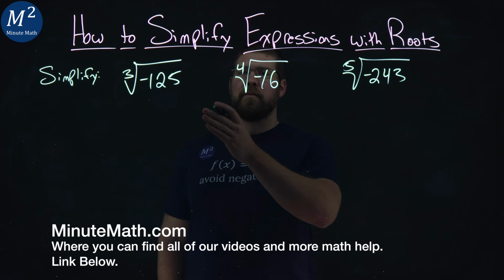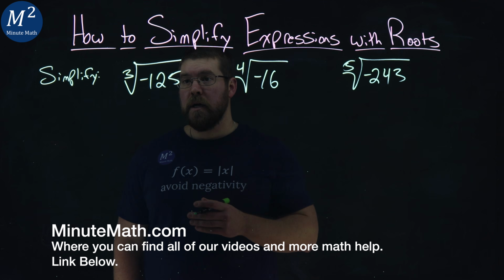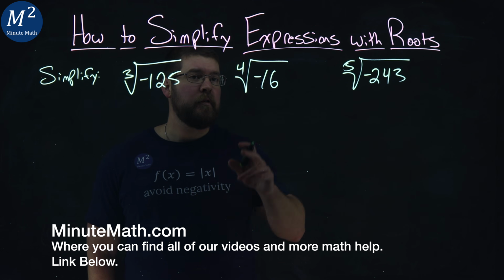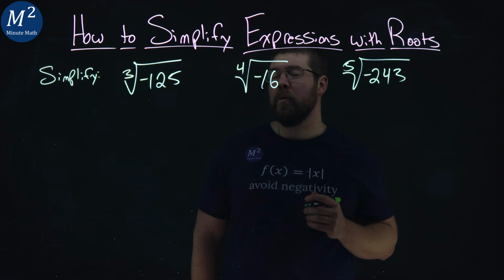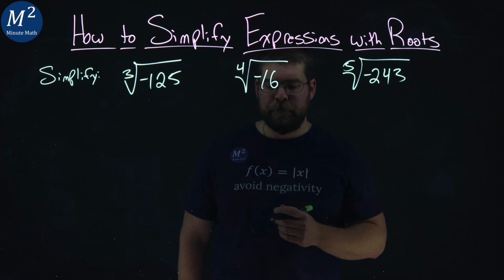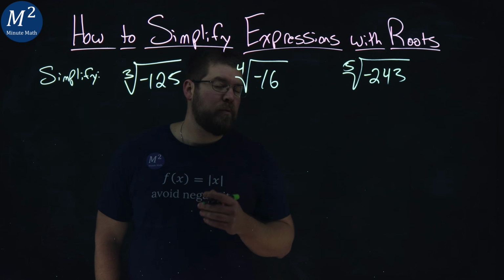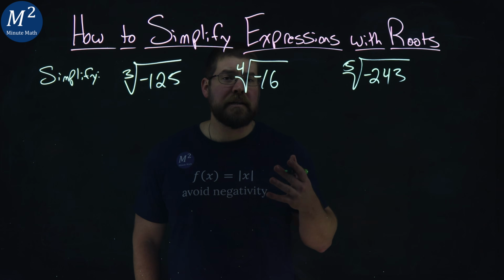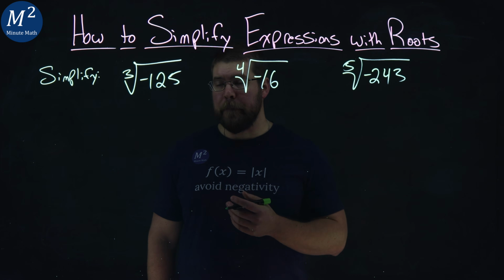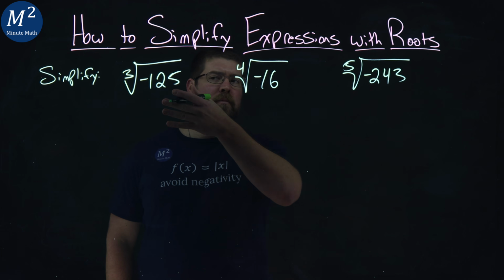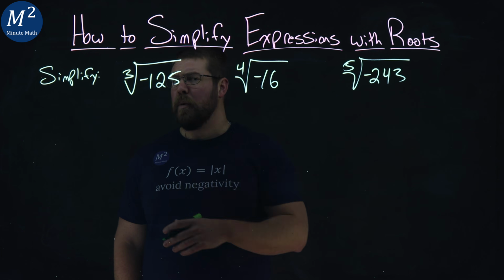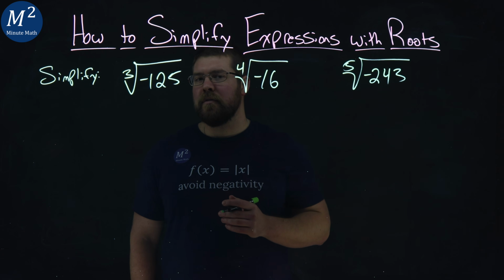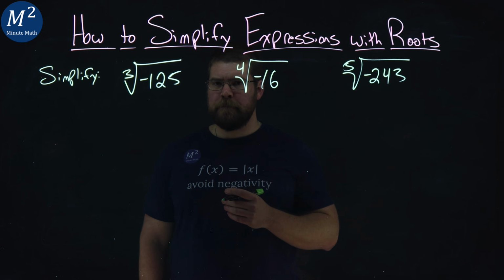We have three expressions here that we want to simplify. We have the cube root of negative 125, the fourth root of negative 16, and the fifth root of negative 243. Before, when we had the square root, we said, well, we can't take the square root of a negative number. But when we have other roots, really odd roots, we can. It's just the even roots that have an issue, and I'll show why in a minute.